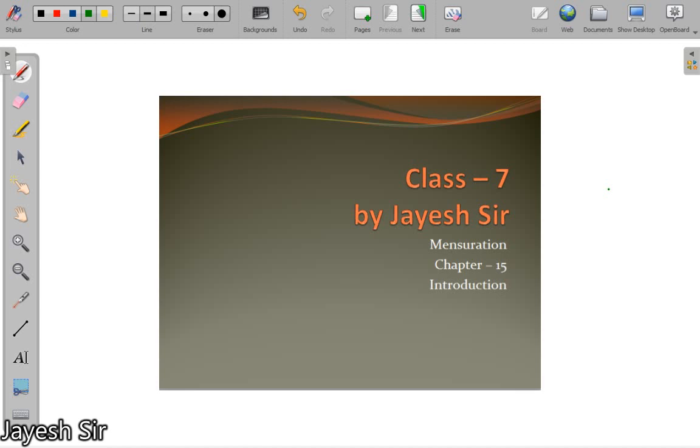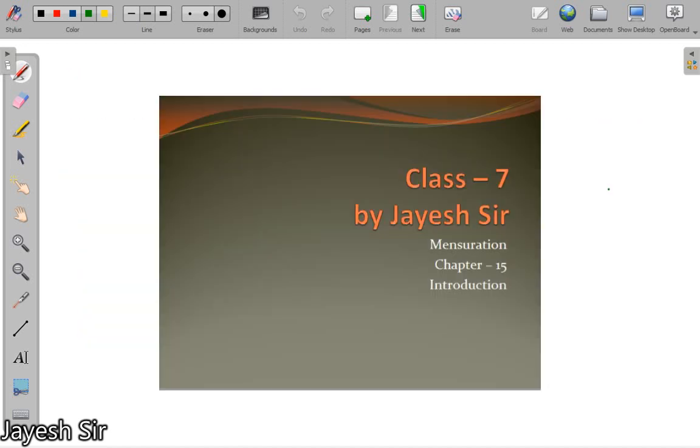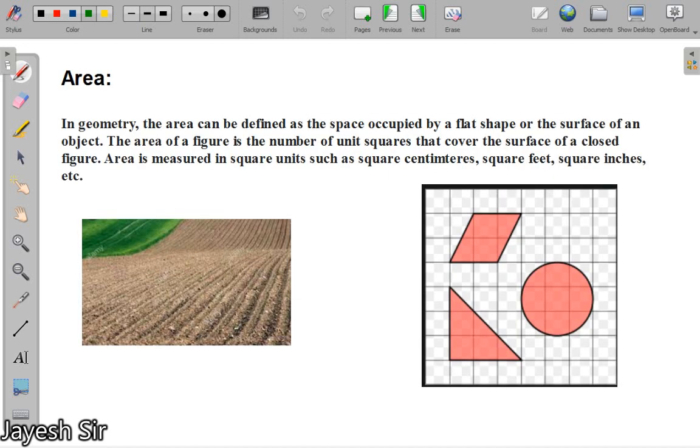We will start with chapter number 15 once again. I have covered some portion of your chapter, but we'll restart the chapter from the starting in this lecture. The chapter is chapter number 15, that is mensuration. First of all we will have some introduction about mensuration, what we are going to learn in this chapter, how we are going to solve this chapter, some basic formulas that you have to learn. After learning all of those formulas we can start with doing questions.